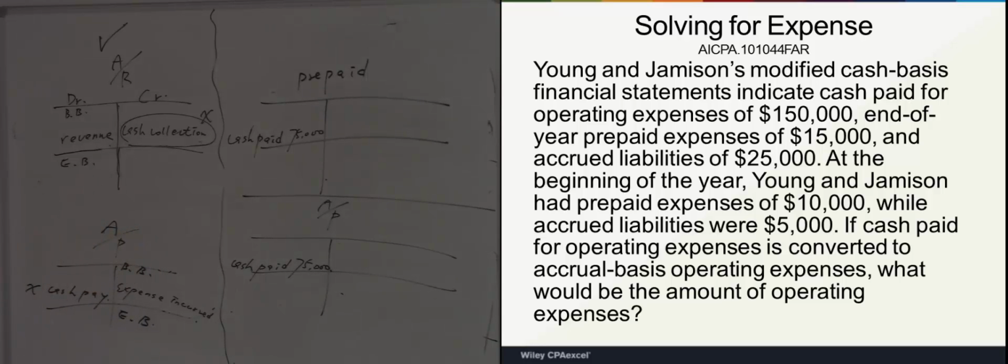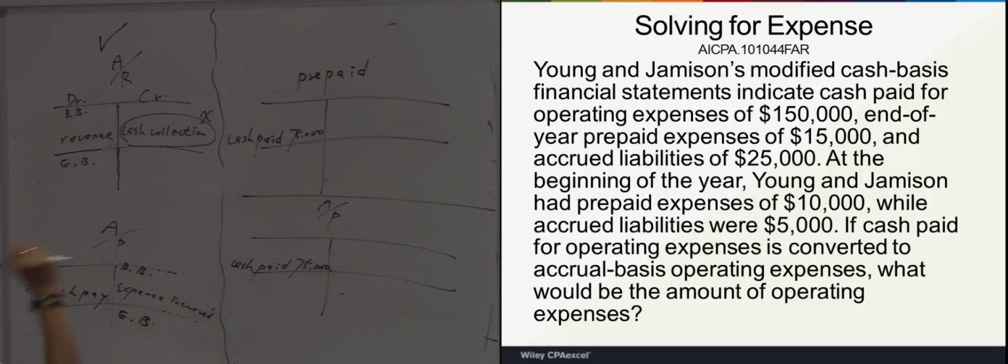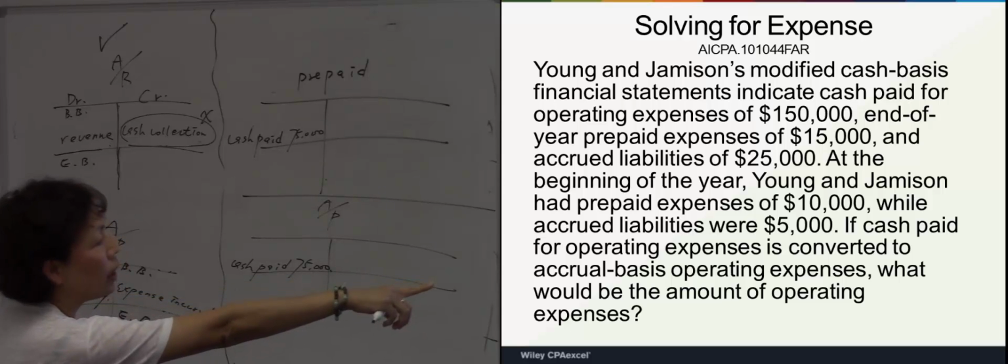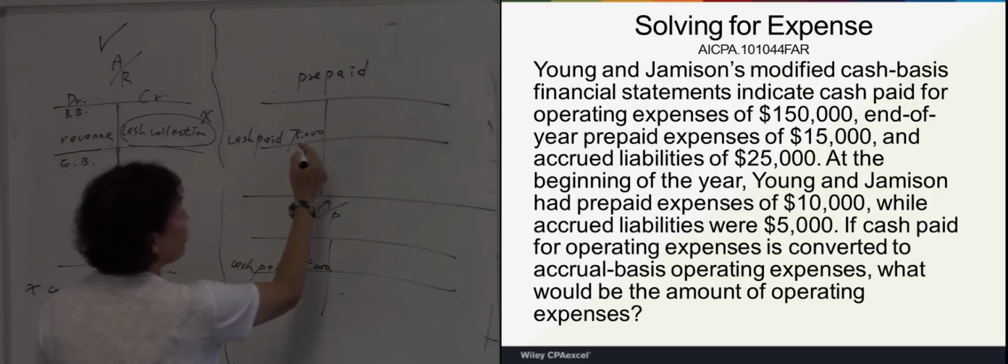And then it says end of year prepaid expense of 15,000. So the ending balance of prepaid is 15,000, right? Where to put the 15,000? Prepaid, ending, in the debit side, right? In the debit side for 15,000.